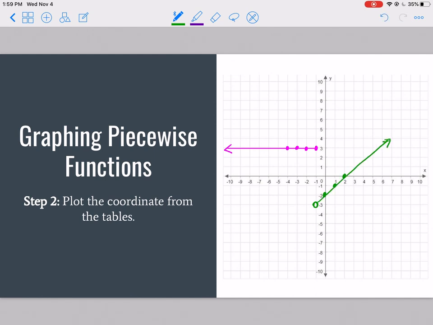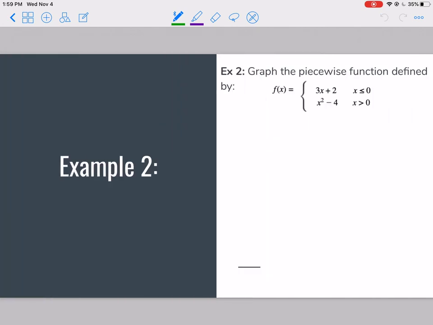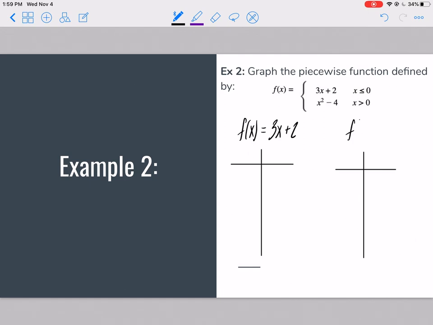Okay, example number 2. We've got a new function here. Go ahead, take a minute to write it down. And then we're going to set up our two tables. And label the first equation as f of x equals 3x plus 2. Second equation is f of x equals x squared minus 4.